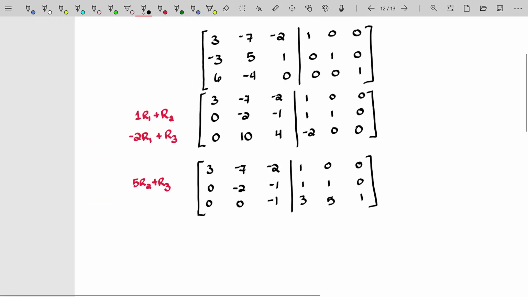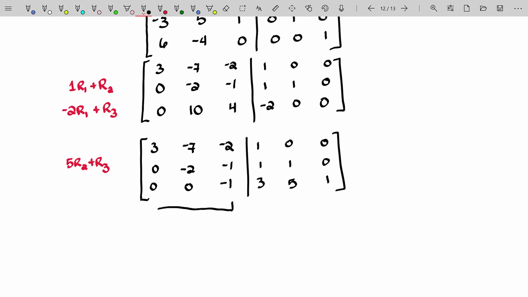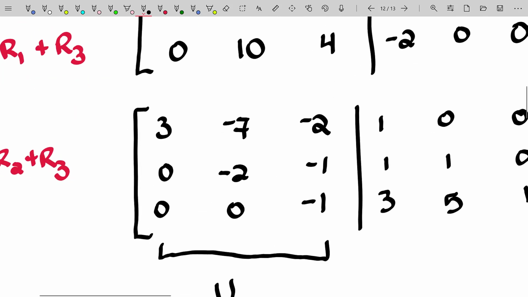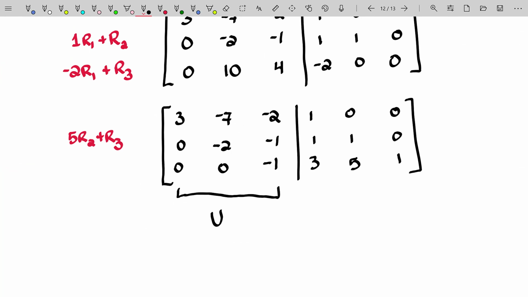And there we have it. This matrix right here is going to be U. We would have done that anyway had we done row reduction on A. So no matter what, we would have gotten to U. But what is this beast right here again? Oh yeah, that's right. It's the product of all those elementary matrices.